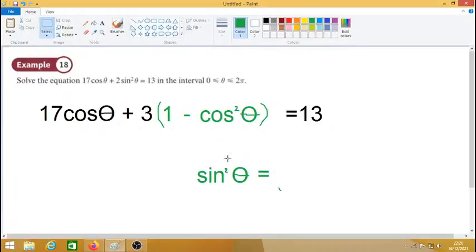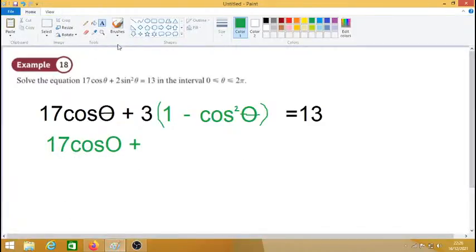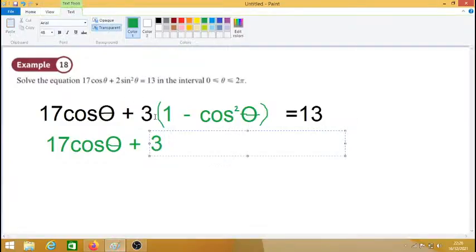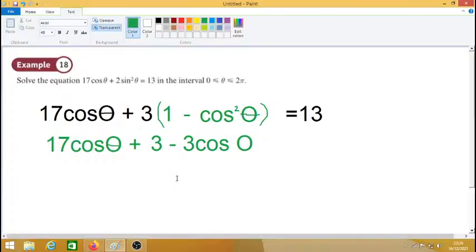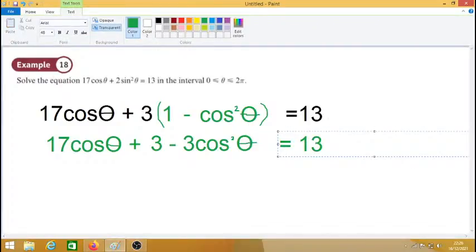And now we just want to expand out those brackets. 17 cos theta can stay as 17 cos theta, but then the rest needs to just expand out. You've got 3 times 1, that's 3. And then you've got 3 times minus cos squared theta, so that's minus 3 cos squared theta. And that's equal to 13. That doesn't change, that's the same.